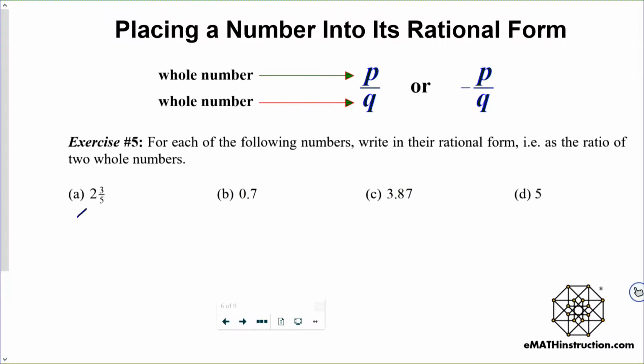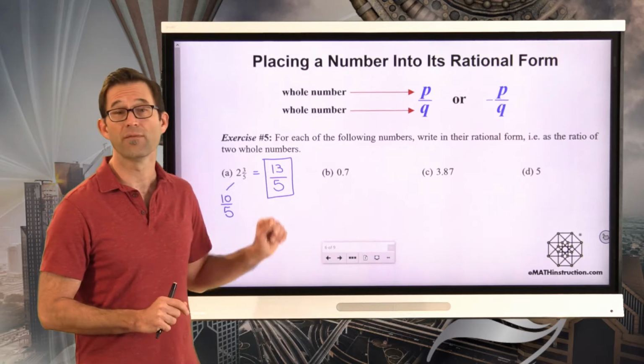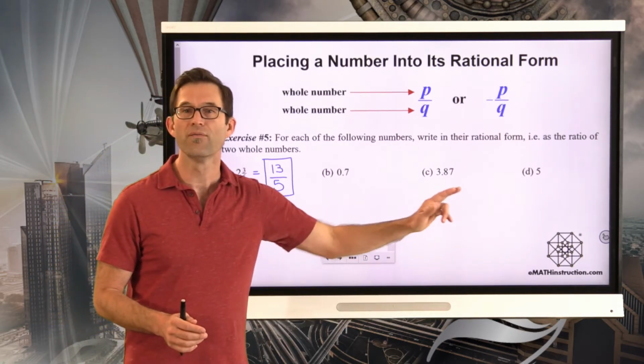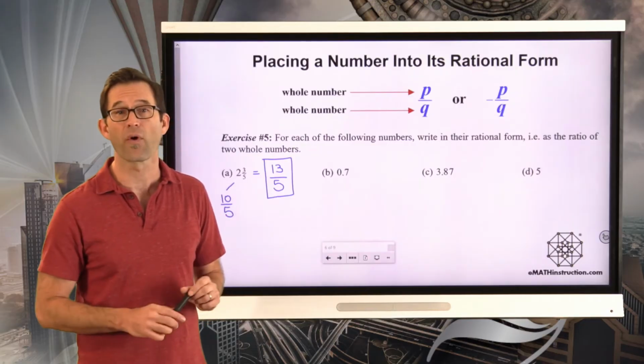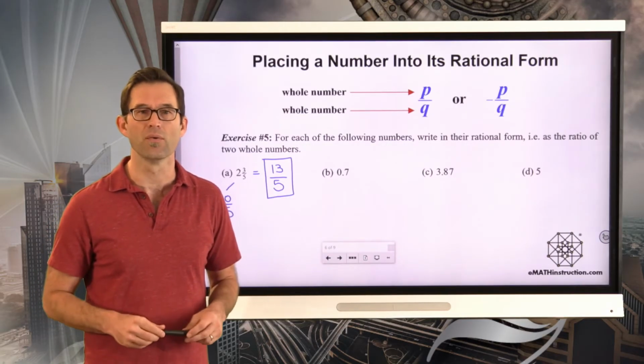As we well know, 2 is just the same as 10/5. So 2 3/5 is the rational number 13/5. We might say that it's the ratio of 13 to 5. The ratio of 13 to 5, or just 13/5, right? Each one of these three numbers can be placed in fraction form. Pause the video now and challenge yourself to see if you can do that.